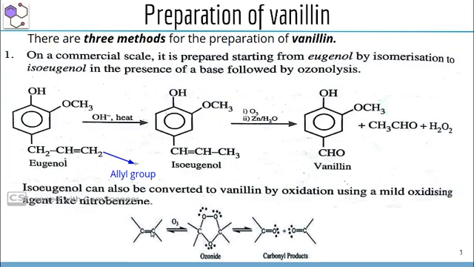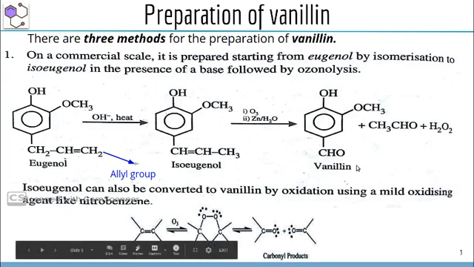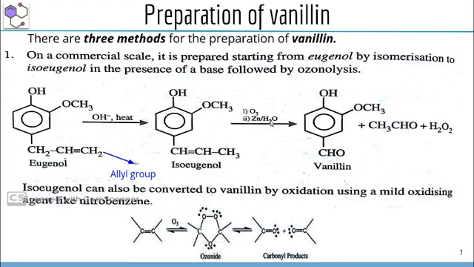Here we have a double bond, then adding O3 we will get a structure like this known as ozonide. Then by treating with zinc and H2O, the bond will break here and we will get two carbonyl compounds. Here the carbonyl compounds are vanillin, CHO, and CH3CHO, plus H2O2. Instead of ozonolysis we can use nitrobenzene for the oxidation process.